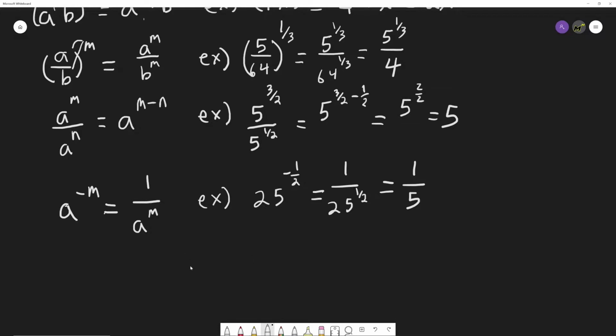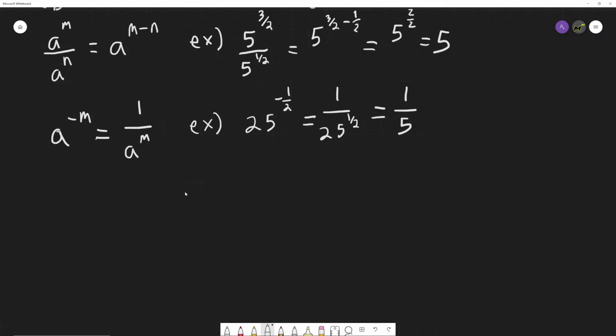The reason this one works is you're actually multiplying this by the number 1. So let's check it out. Let's say you had 25 to the negative half power. If you multiply a number by 1, you're not changing it at all. That doesn't change the value of this. It's still the same number, it's still 25 to the negative half power.